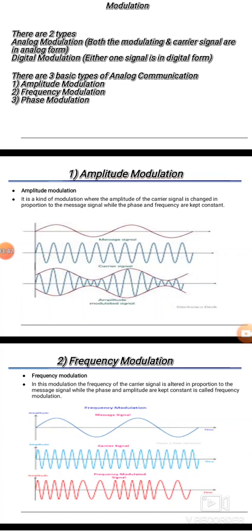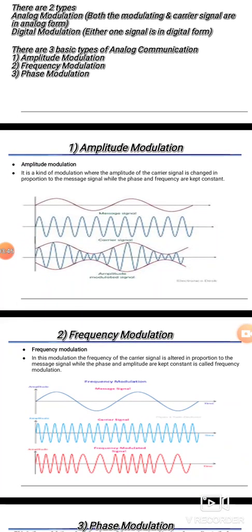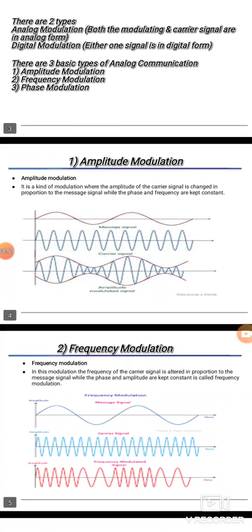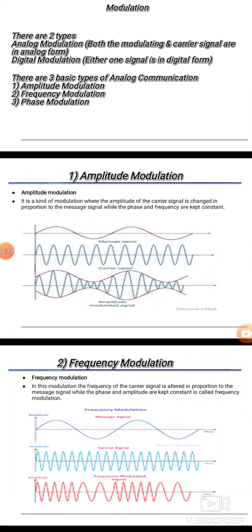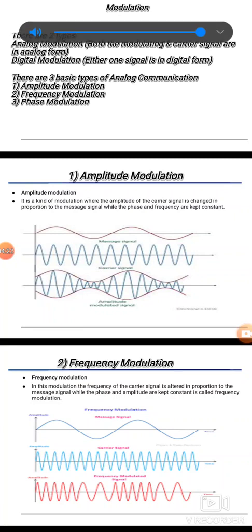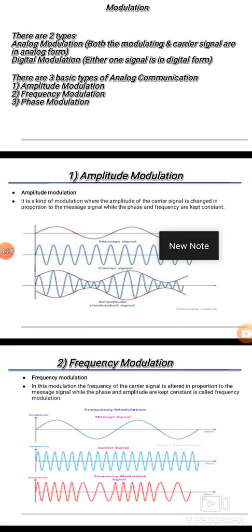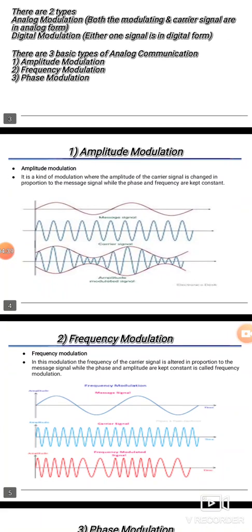So let us read these three concepts of analog modulation techniques. Three methods are there in analog modulation. The first one is amplitude modulation, the second is frequency modulation, and the third one is phase modulation. We will see one by one the concepts and the waveforms for the respective points. First we will see the difference between AM, FM and PM. Amplitude modulation is noted as AM, frequency modulation as FM, and phase modulation as PM.